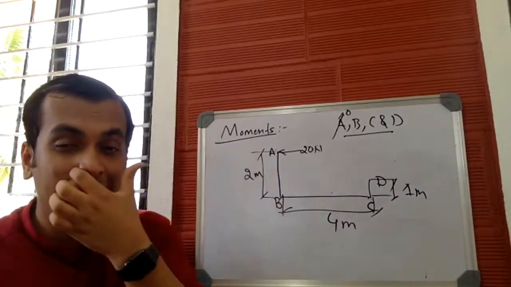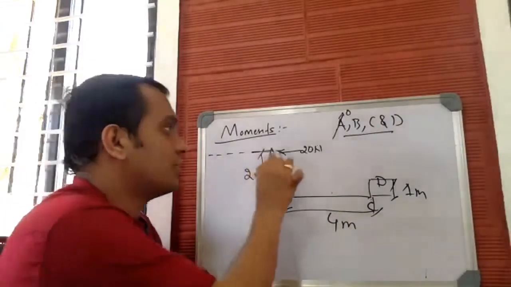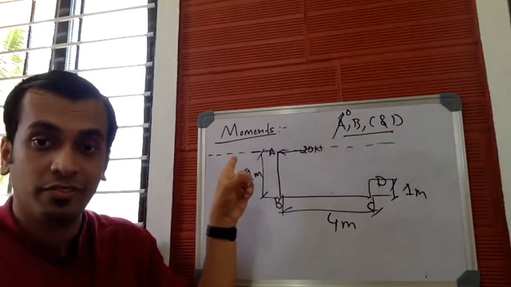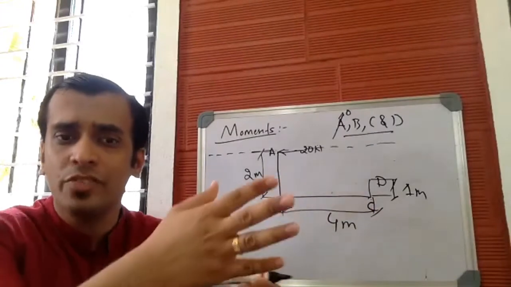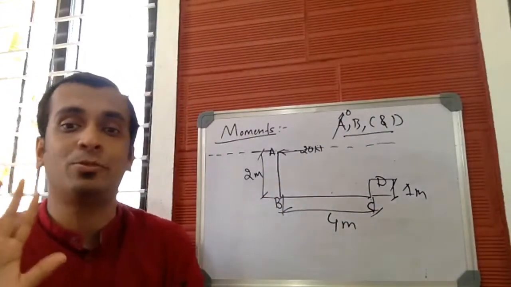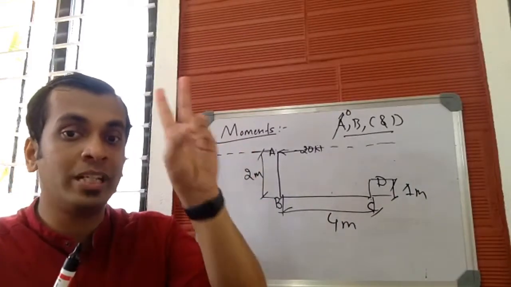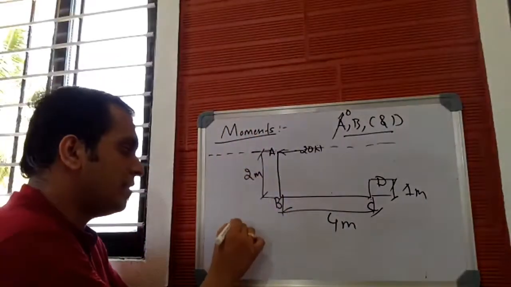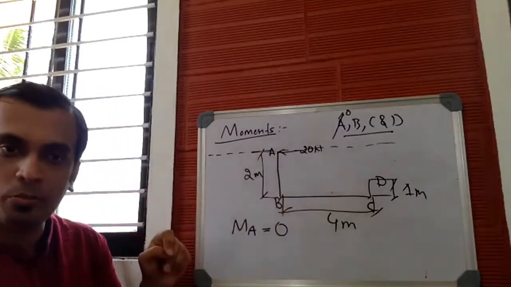And in the second case, when you draw the line of action of force, here let me draw it. This is the line of action of force. If this line of action passes through a particular point about which we need moment, then moment about that point will be zero. So these are the two cases where moment becomes zero. Let us start solving the problem. So here, moment about A will be zero because force acts exactly on point A.